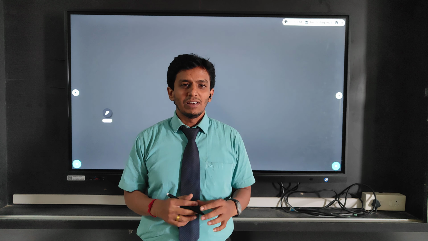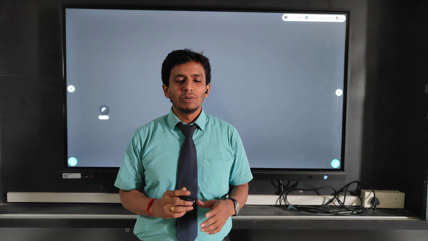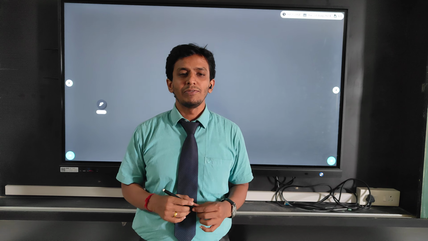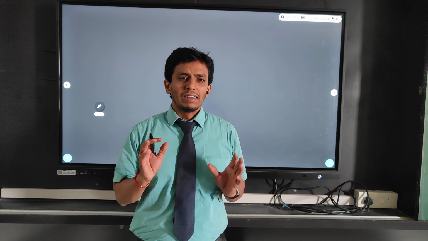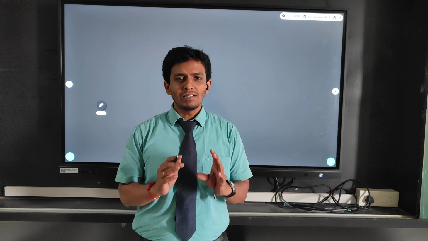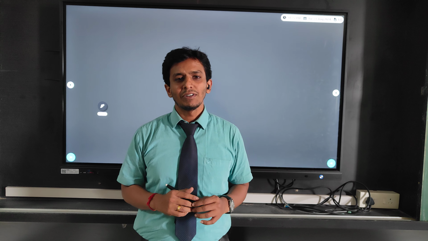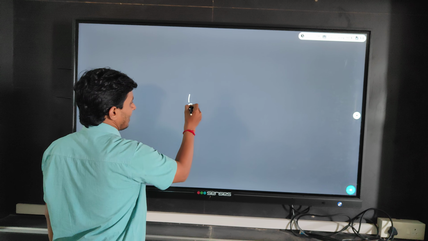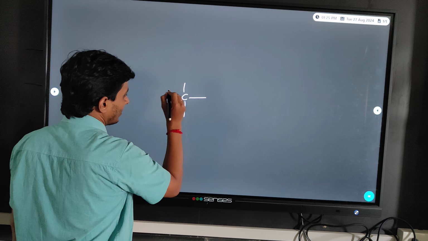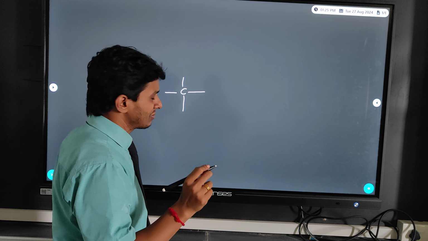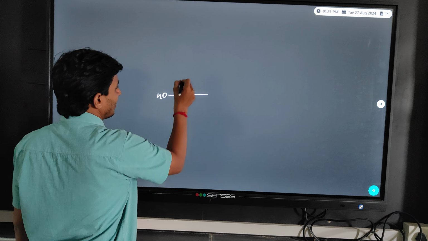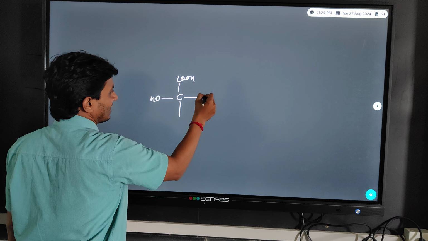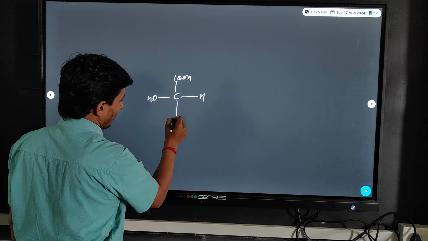Hello student, today we are going to see optical activity or optical isomers, which are a type of configurational isomer. Dear student, a chiral carbon is a carbon that has 4 different attachments. This chiral carbon gives a unique property to a compound called optical activity.